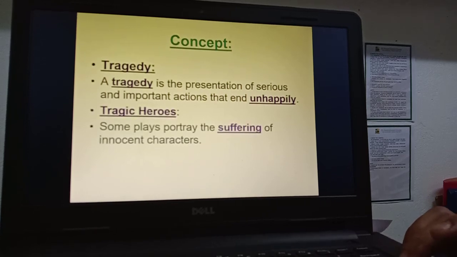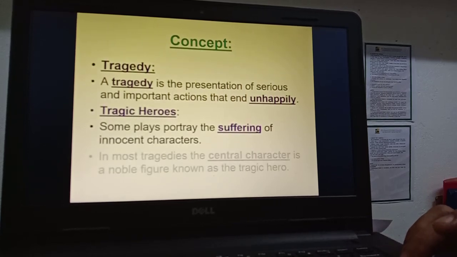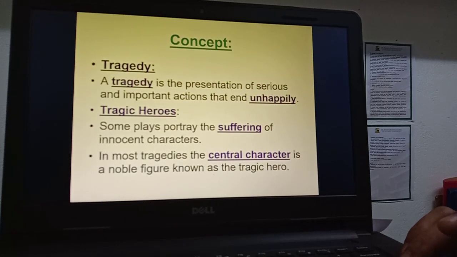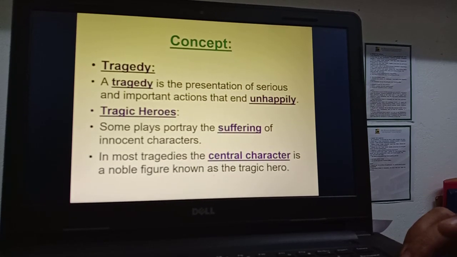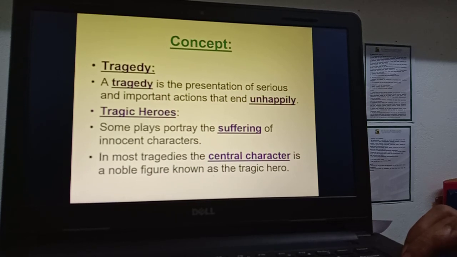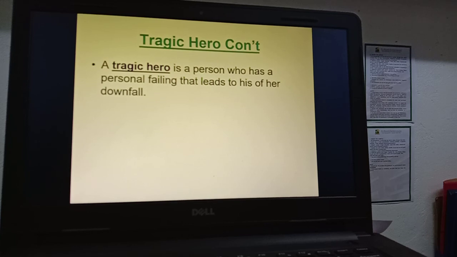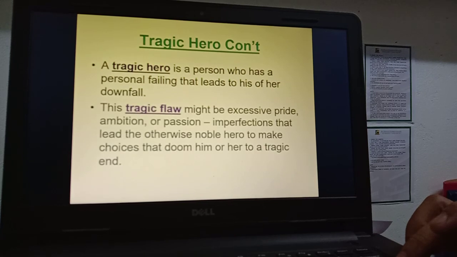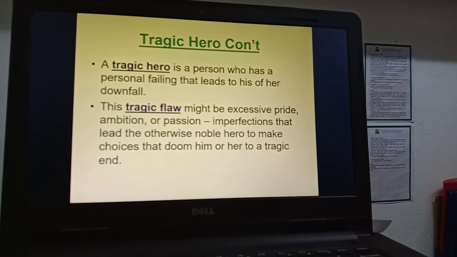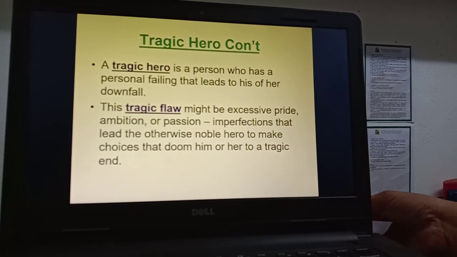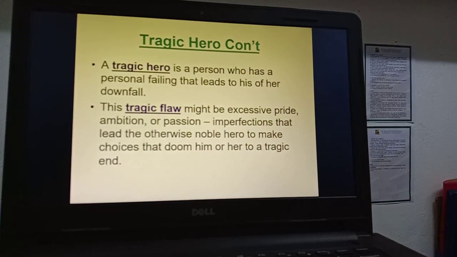Tragic heroes. Plays portray the suffering of innocent characters, and in most tragedies, the central character is a noble figure known as the tragic hero. A tragic hero is a person who has a personal failing that leads to his or her downfall. This tragic flaw might be excessive pride, ambition, or passion, imperfections that lead the otherwise noble hero to make choices that doom him or her to a tragic end.